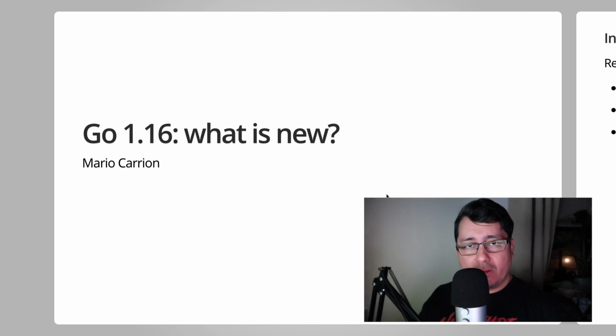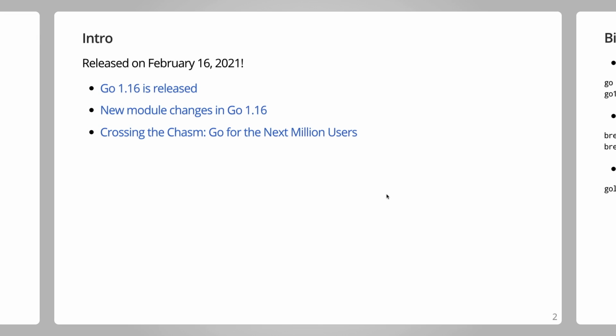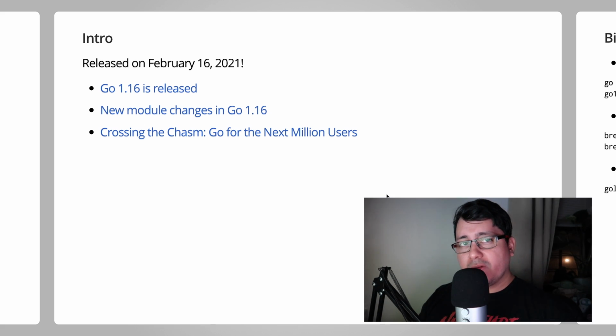Welcome to another video. In today's episode, I will be sharing with you what is new in Go 1.16. Go 1.16 was released on February 16, 2021, which was about one week ago, more or less. What happened with Go 1.16 is that a bunch of new Go module changes were introduced, and I will be covering a few of them.